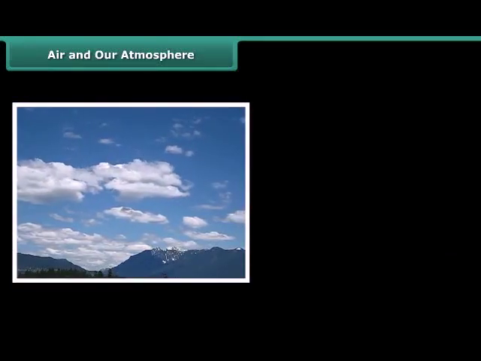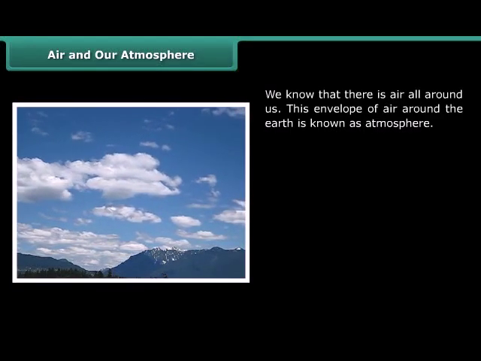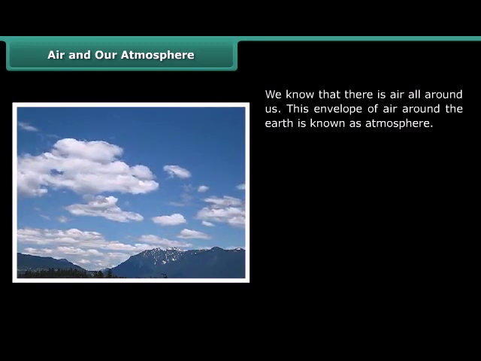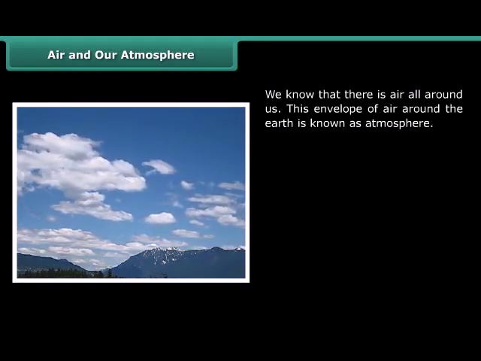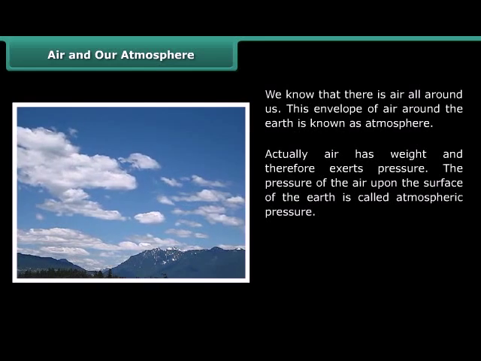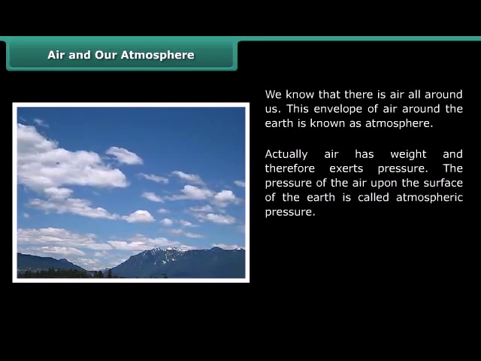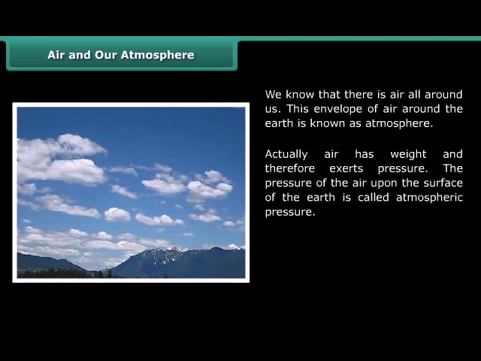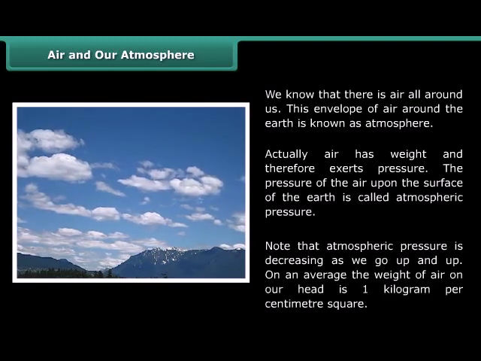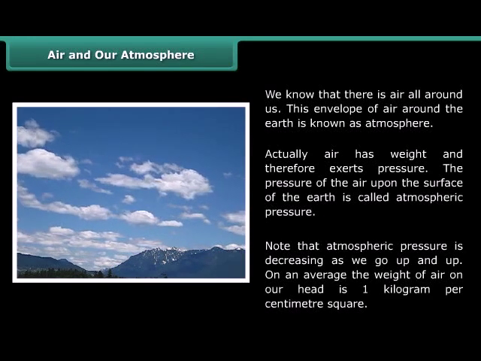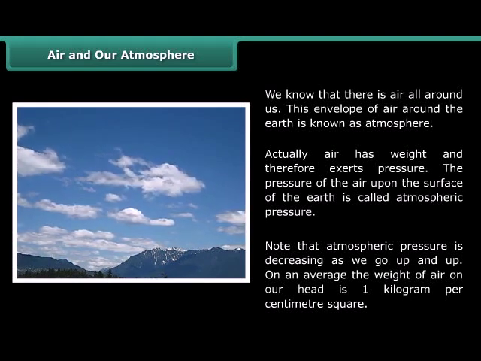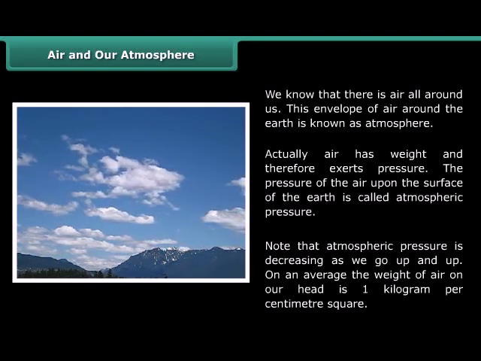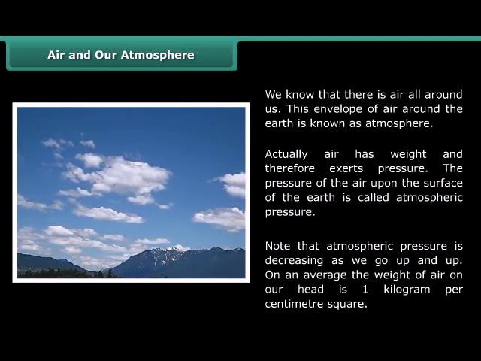Air and our atmosphere. We know that there is air all around us. This envelope of air around the earth is known as the atmosphere. Actually, air has weight and therefore exerts pressure. The pressure of the air upon the surface of the earth is called atmospheric pressure. Note that atmospheric pressure decreases as we go up and up. On an average, the weight of air on our head is 1 kilogram per square centimeter.